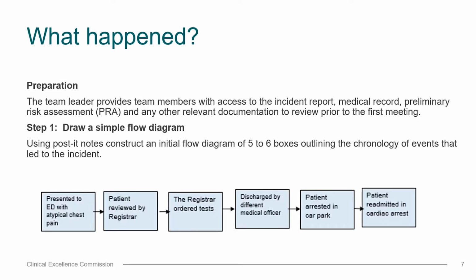The team leader provides team members with access to the incident report, medical record, preliminary risk assessment, and any other relevant documentation for review prior to the first meeting. At the first meeting, the team develop a shared understanding of the event by constructing a simple flowchart. This outlines the chronology of the incident from the first known fact through to the final event. The team use post-it notes to construct an initial flow diagram of 5 to 6 boxes.